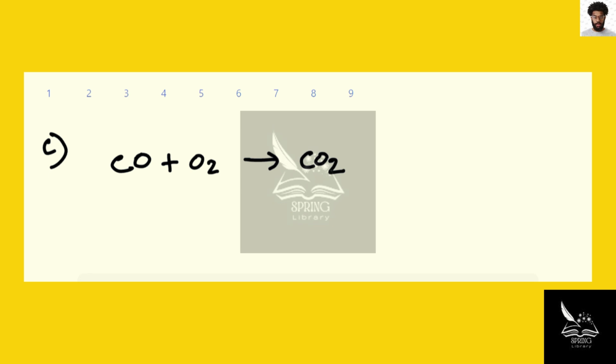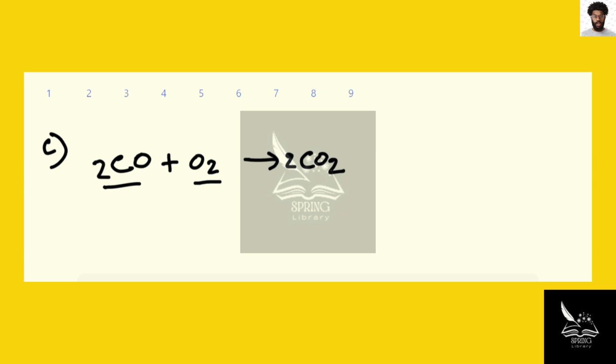And if we want to balance this reaction, we have to put a 2 here, and then we have to put a 2 here. Then we'll have 2 carbon on each side and 4 oxygen on each side. So this is our balanced reaction equation. That means to convert 2 moles of carbon monoxide, we need 1 mole of oxygen.